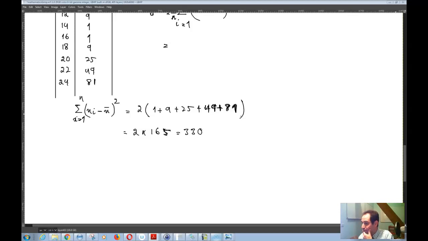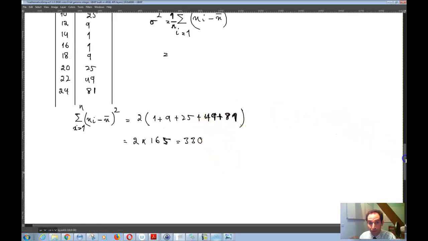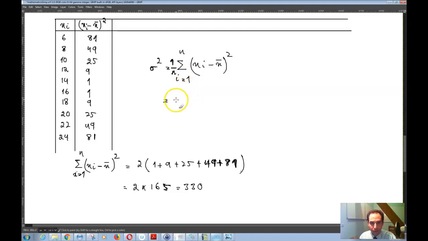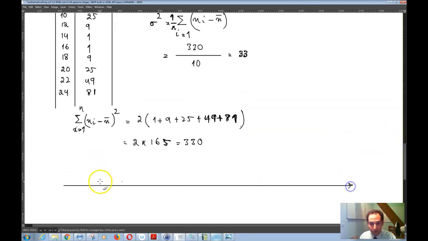Okay, so that is 330, and then you have to divide that by n. So you can write this as 330 divided by 10, which is equal to 33. So that is the variance of your data, meaning that your data goes from 6 to 24.